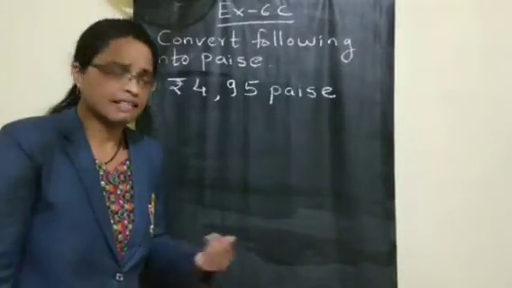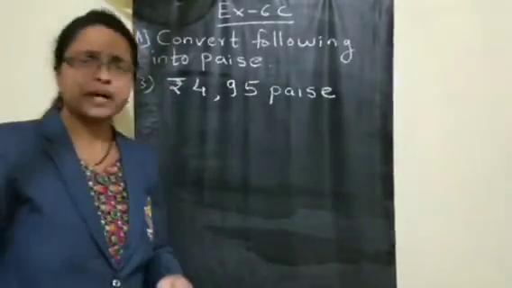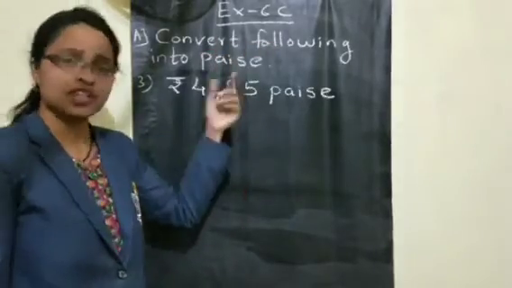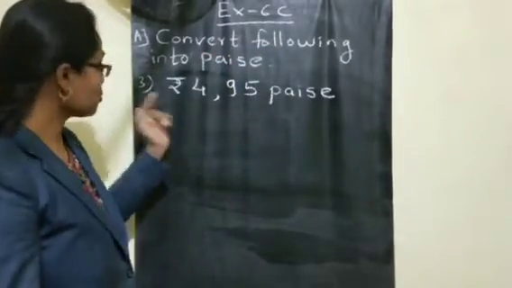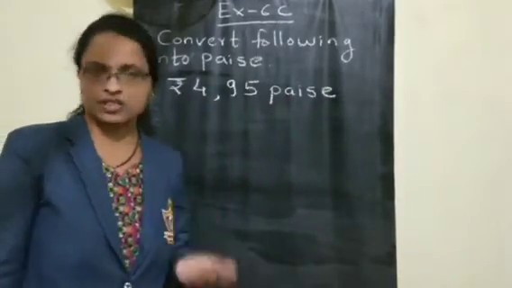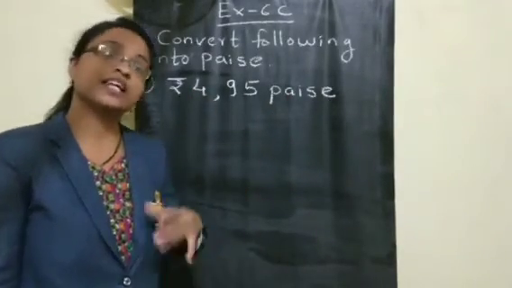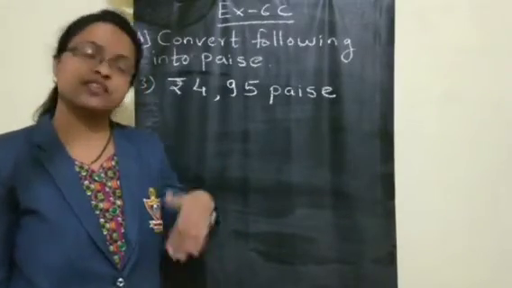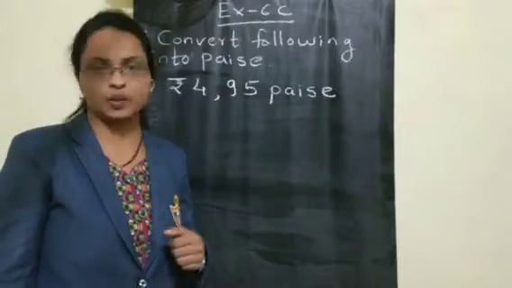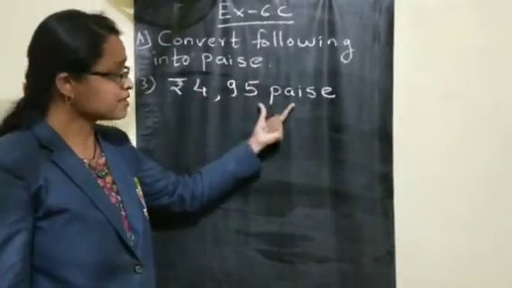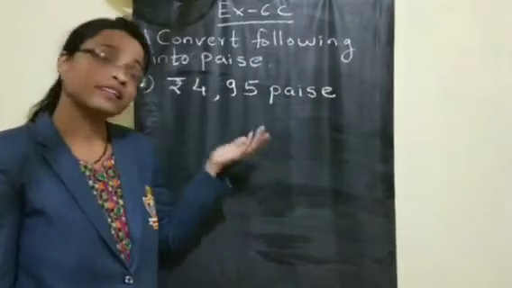Now children, next example in A part only. If you see here, the question is convert the following into paise. But now the question has rupees and paise together. Just now, before this, we have seen that if only rupees is given, after multiplying with 100 paise we can directly convert into paise. Now here rupees and paise, both the things are given. Now what to do?